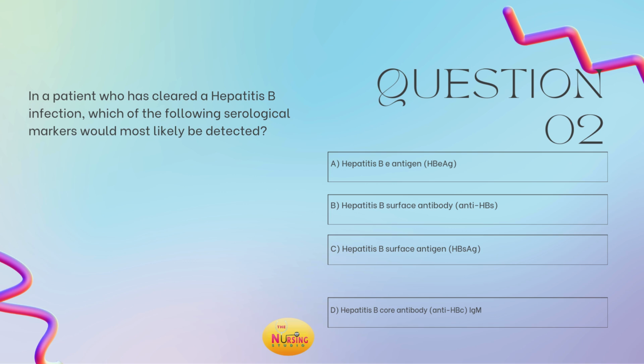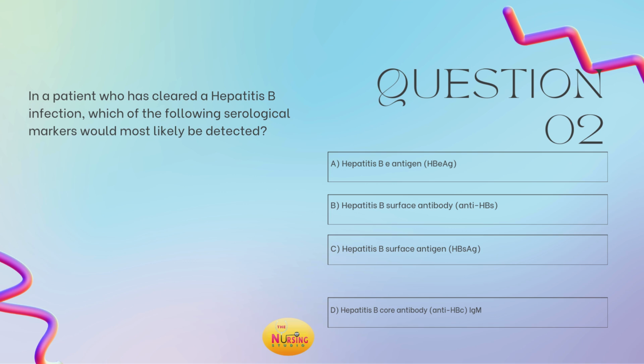All right, so again, the question is the stem. In a patient who has cleared a hepatitis B infection, which of the following serological markers would most likely be detected? And it's B, right? The anti-HBs. Just like in question 1, remember I told you there's 2 areas I tell y'all to focus on.